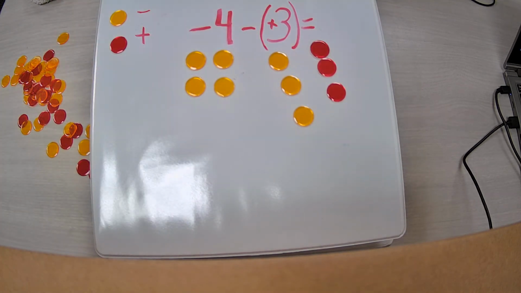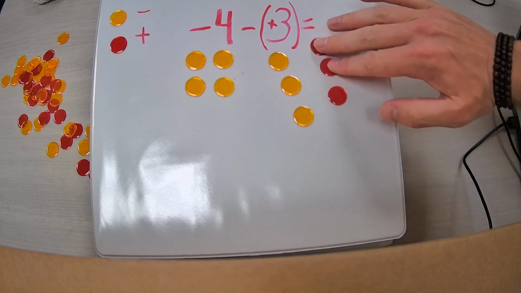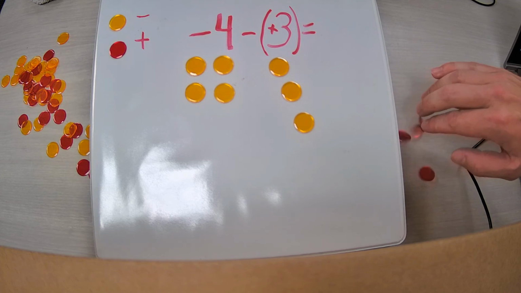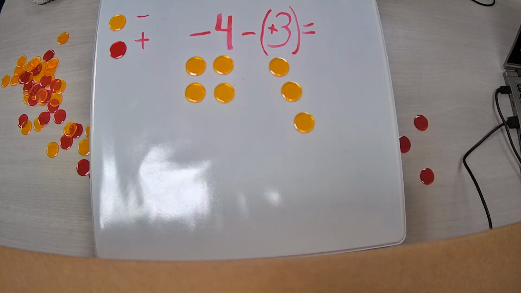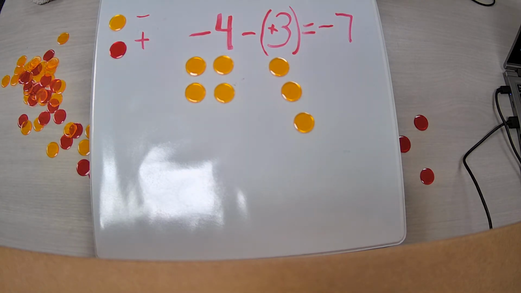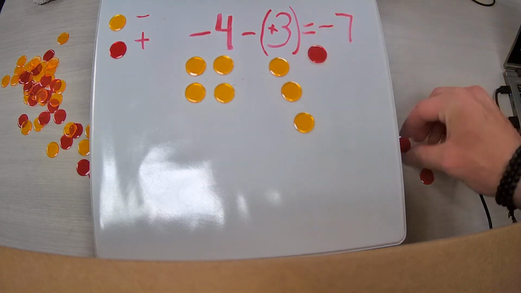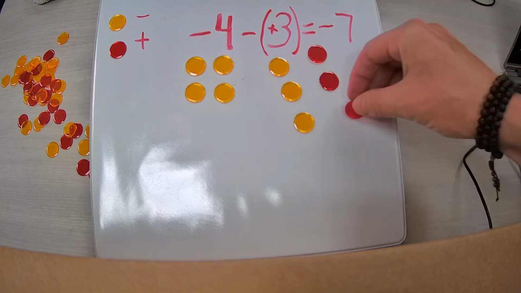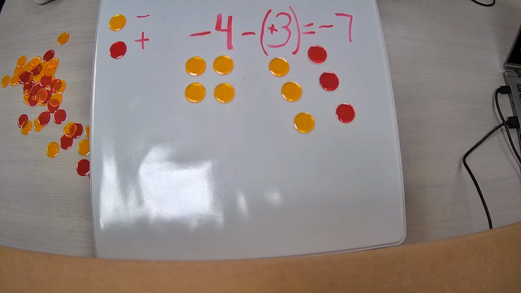Okay, so now we have some 0 pairs, but we still haven't changed the value of that negative 4. But now we're able to take away some positive integer chips, these 3 here. Take them away, and we are left with 7 negative chips. So negative 4 minus a positive 3 is a negative 7. Again, hopefully you can recognize that when we are subtracting, we are really adding the opposite.